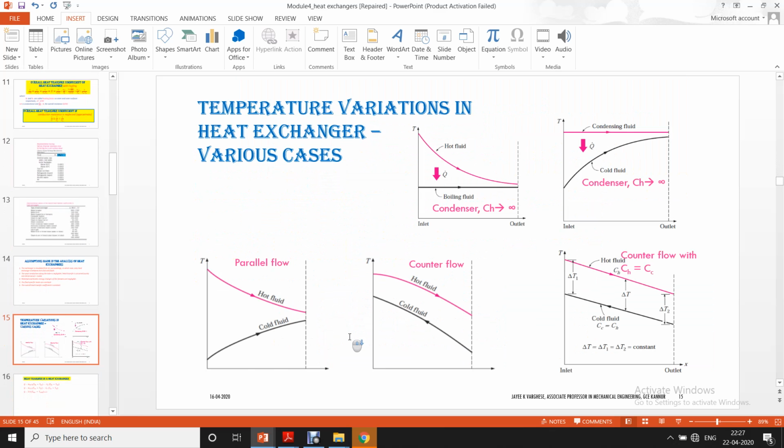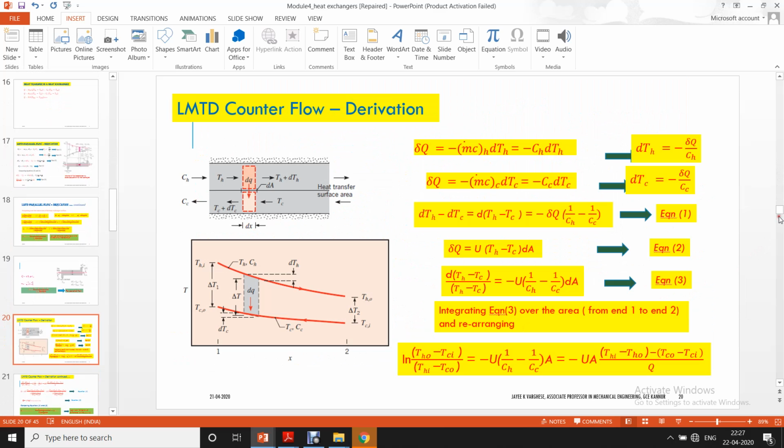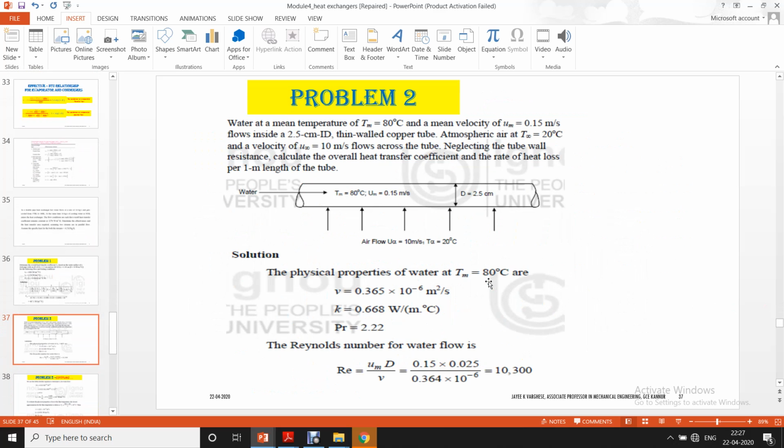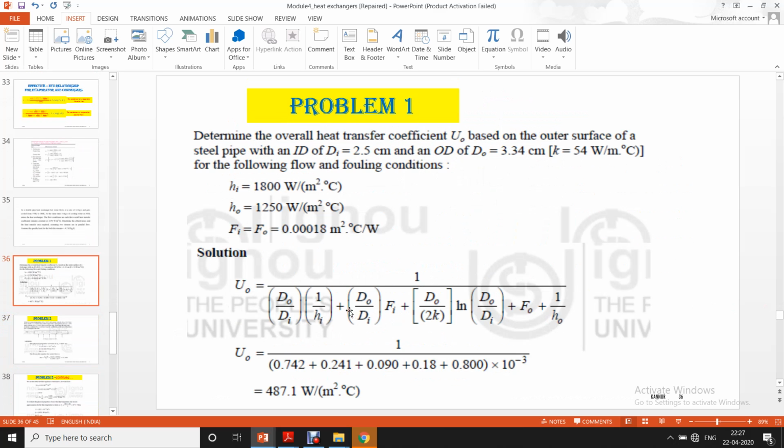So now coming to the problem, to calculate the overall heat transfer coefficient, we can use the equation directly. U0 is equal to 1 by U, which is given by this relation. So overall heat transfer coefficient based on the outer surface, as is required in the problem, is equal to d0 by di into 1 by hi plus d0 by di Rfi.